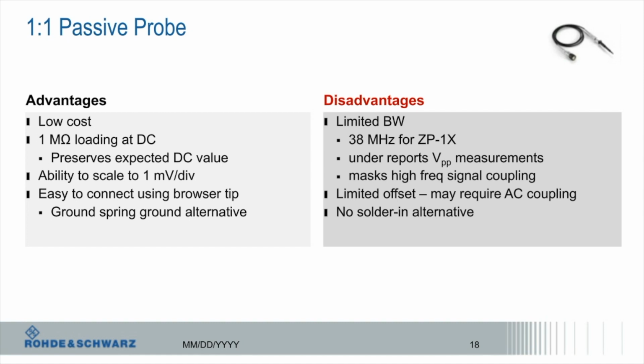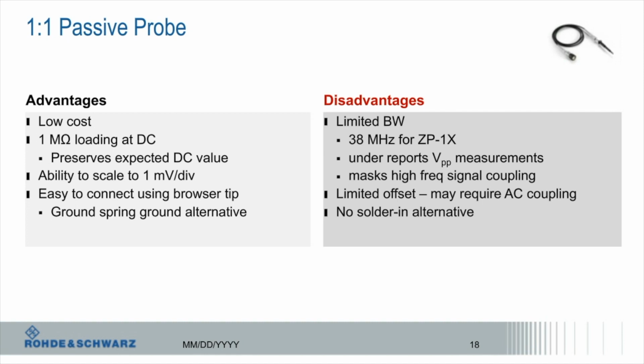Passive probes are significantly lower in cost than active probes. They have excellent loading at DC. The 1-to-1 attenuation ratio means that I can use the most sensitive scale on an oscilloscope, and like their 10-to-1 passive brethren, there's a variety of different connection methods that are very convenient.